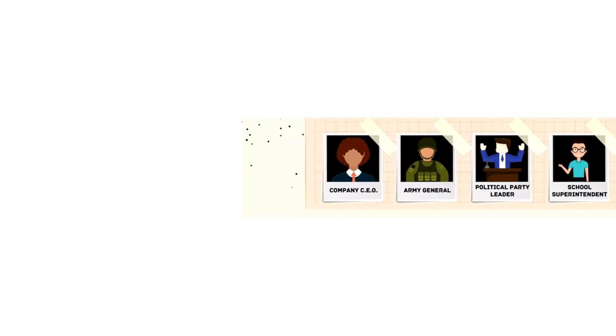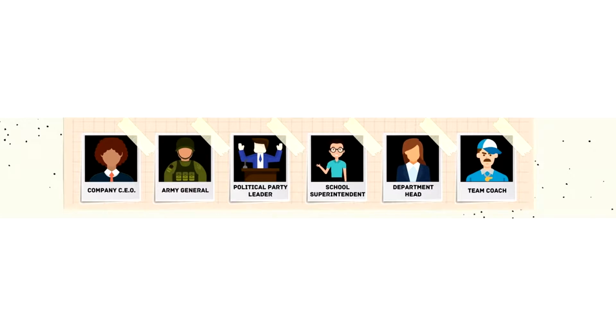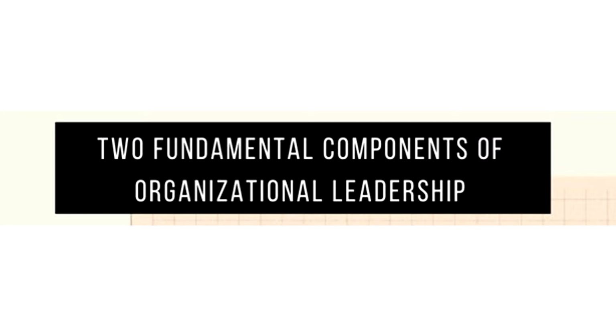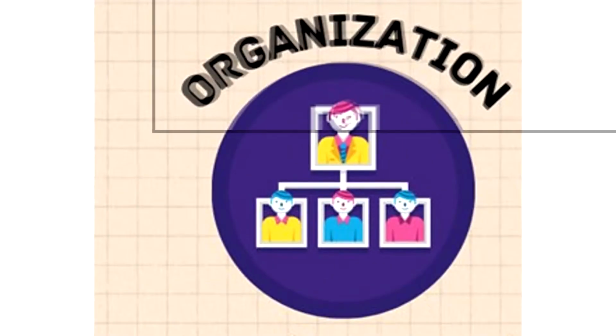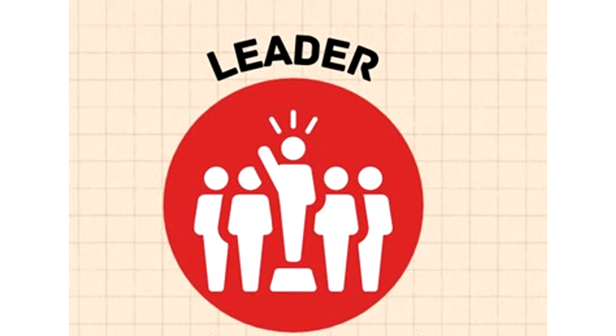What do you think are the examples of an organizational leader? It can be the company CEO, army general, political party leader, school superintendent, department head, team coach. These are but a few examples representing the two fundamental components of organizational leadership. First, there is the organization, which can be defined as a group of people organized for some end or work. Then, there is the leader, the person responsible for directing or guiding that group.